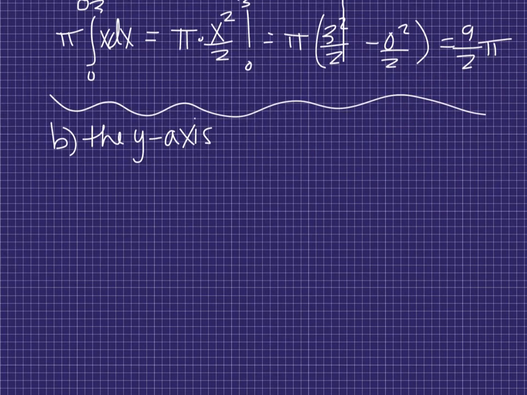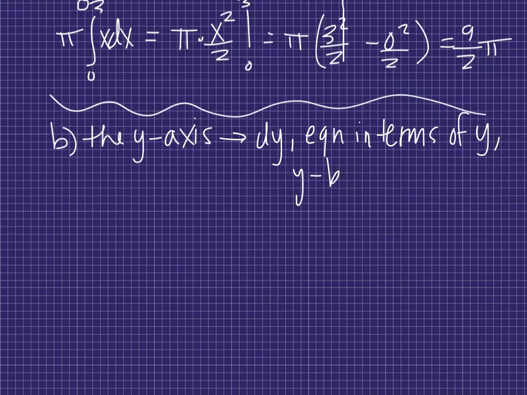So I kind of like to make a note. It's more of a mental note, but I'll go ahead and write it down. If I'm rotating about the y-axis, then that means I'm going to have a dy. That means my equation is in terms of y. And I need to have y bounds. So that's the only thing we haven't talked about yet.